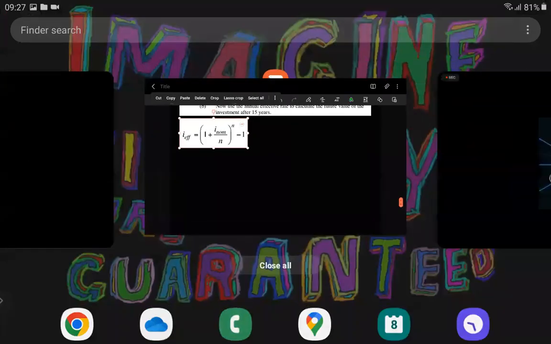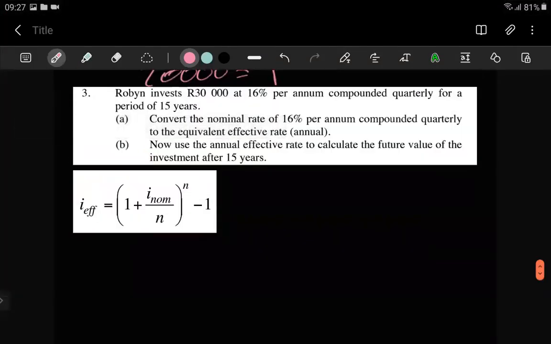With the effective rate interest formula, it's quite straightforward. But anyway, it says here, Robin invests 30,000 at 16% per annum compounded quarterly, for a period of 15 years. Then they say convert the nominal rate of 16% per annum compounded quarterly to the equivalent effective annual rate.